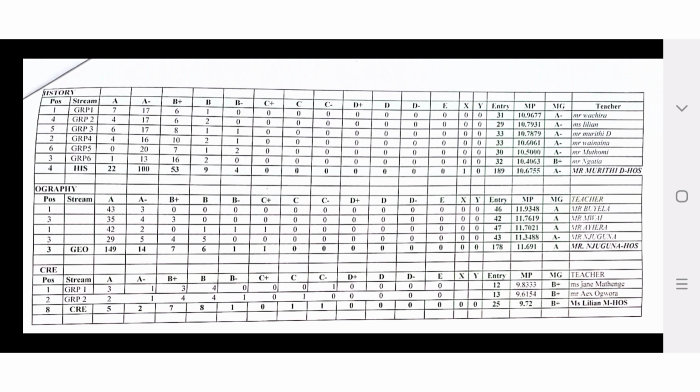Then when you go to geography, we had a total of 149 A's, 14 A minus, 7 B plus, 6 B, 1 B minus, and 1 C plus, and that was their last grade with a mean of 11.691. That is an A. That was well done. When it comes to CRE, we only had 25 students sitting for that exam. We had 5 A's, 2 A minus, 7 B plus, 8 B's, 1 B, there was no C plus, then there was 1 C, 1 C minus, and that was their last grade.